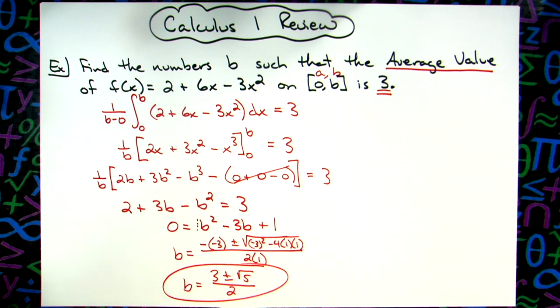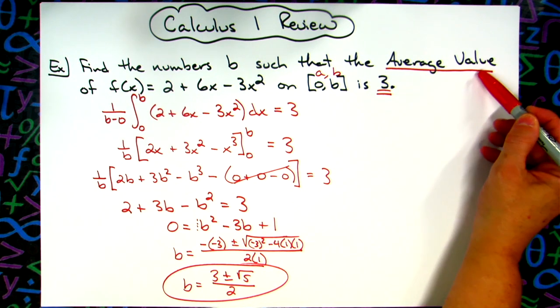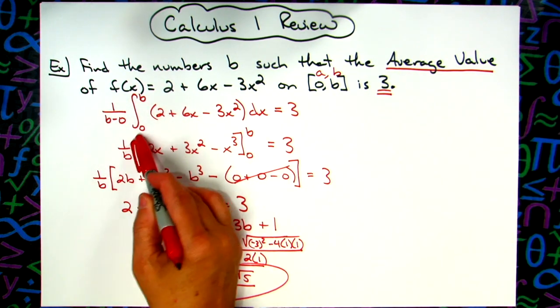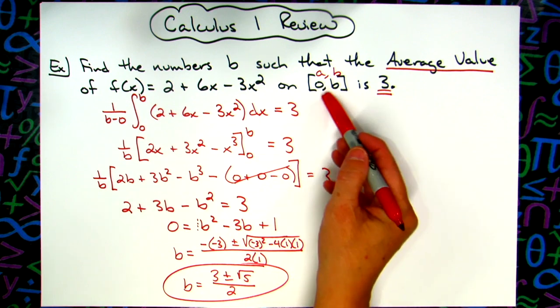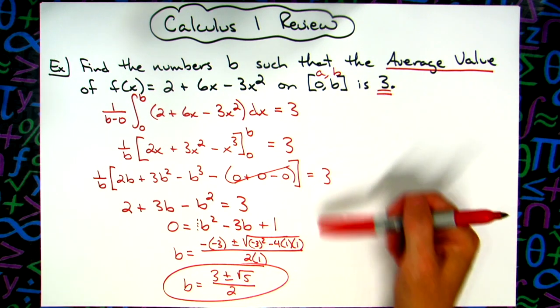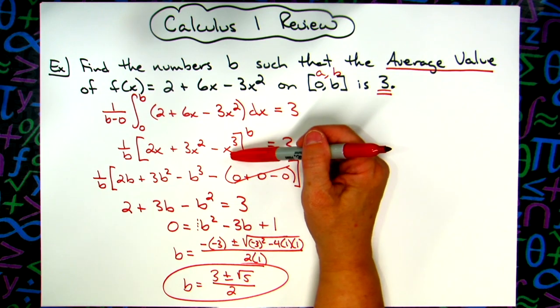So pretty much a straightforward Calc 1 type of question that you could see on the final exam. You definitely need to know the definition of average value, how to set up that average value with the 1 over b minus a in front of the integral. They tell you then it's set equal to 3. It's just a matter of a bunch of algebra solving down there after you do that initial integration.